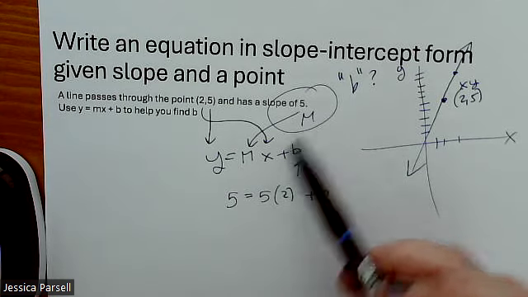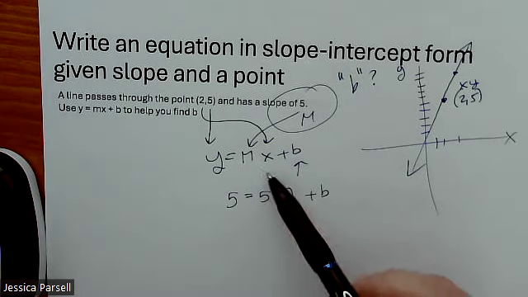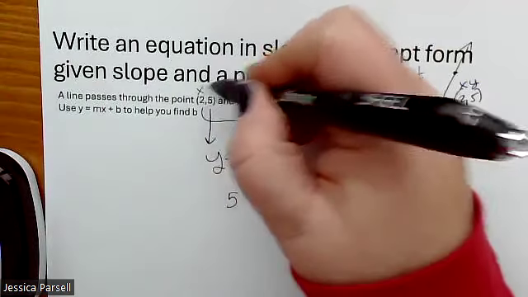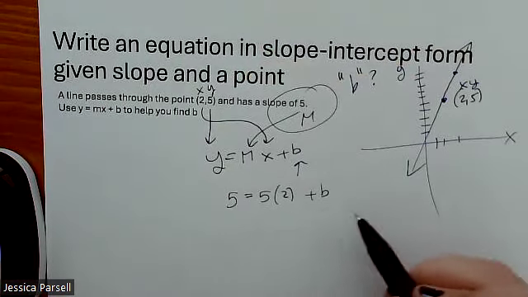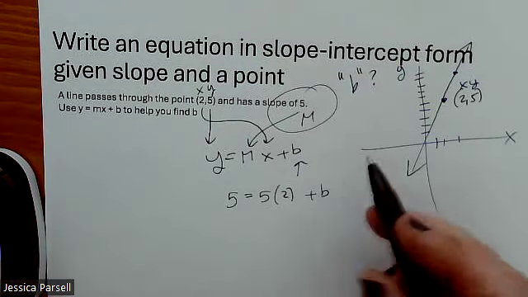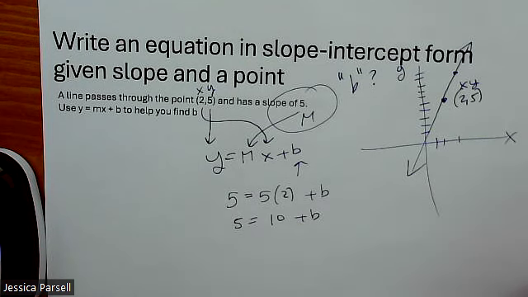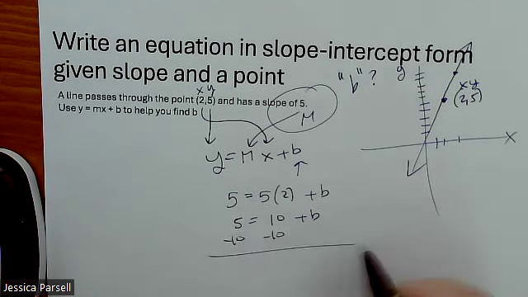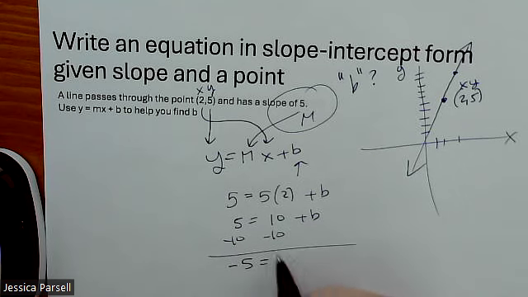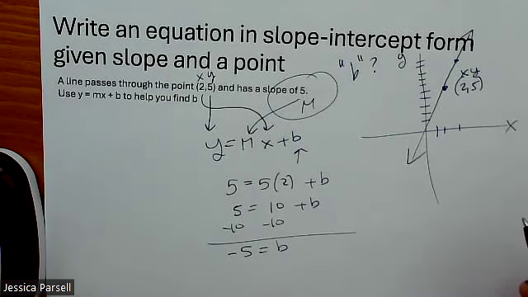Your slope of 5 goes in for m. The temporary x, say this is an xy, is 2. And so let's solve this equation for b. So 5 equals 5 times 2 is 10 plus b, or what number plus 10 would be equal to 5? Well, if you don't know that off the top of your head, just do the algebra. So b is equal to negative 5.